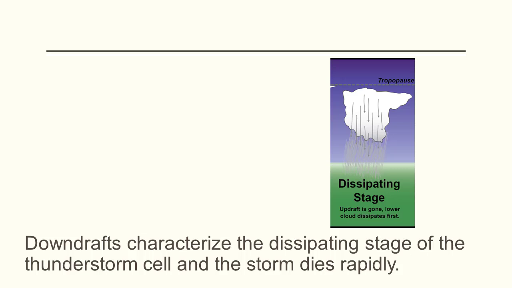Downdrafts characterize the dissipating stage of the thunderstorm cell, and the storm dies rapidly. When rain has ended and downdrafts have abated, the dissipating stage is complete. When all cells of the thunderstorm have completed this stage, only harmless cloud remnants remain.